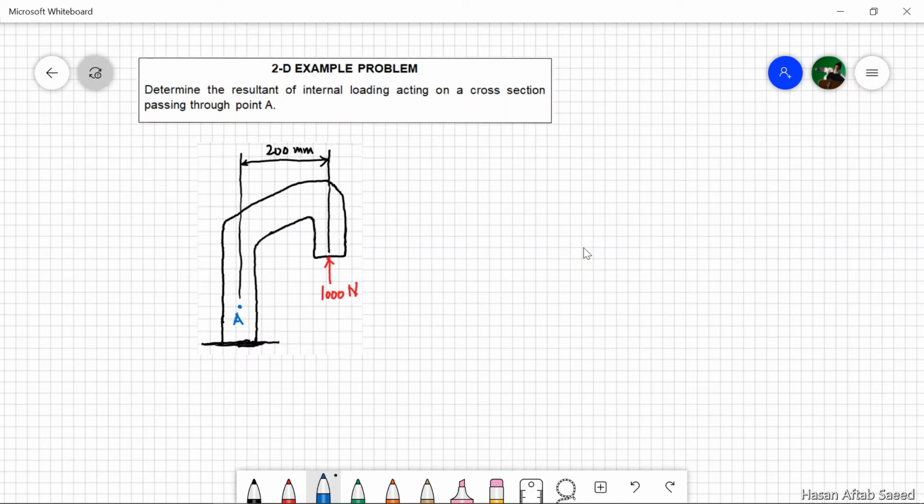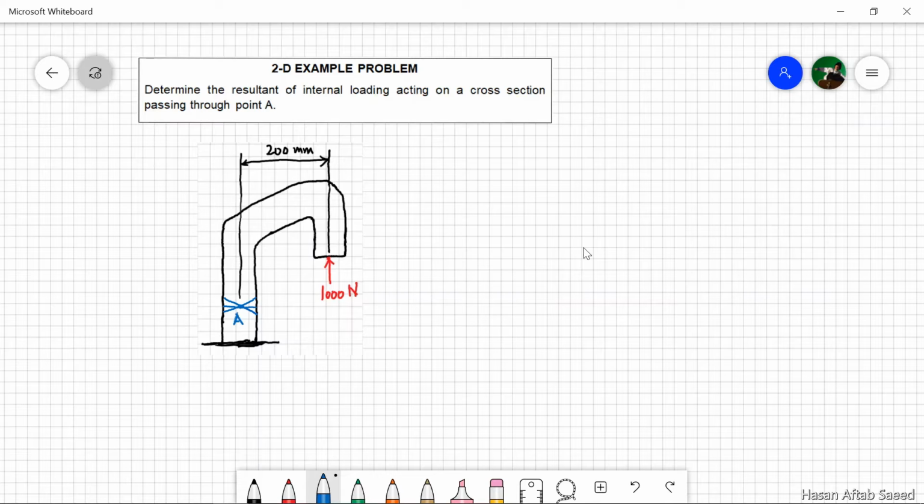Now let us take up two examples. We are required to determine the resultant of internal loading acting on a cross section passing through point A. Now, infinite number of planes could pass through point A. For example, this one, this one, and countless others. And no specific section has been specified.